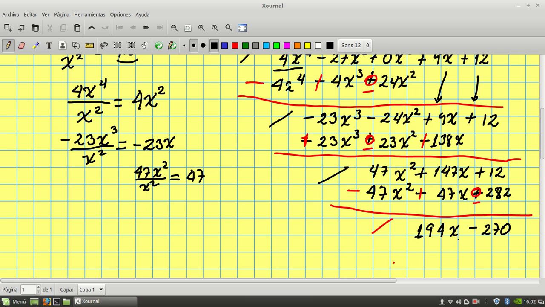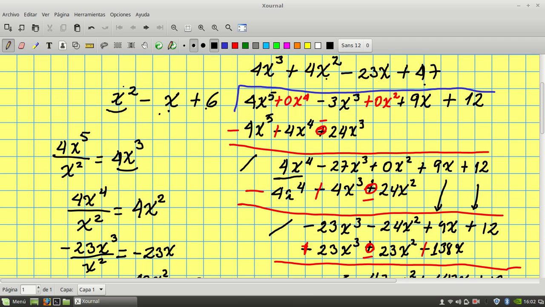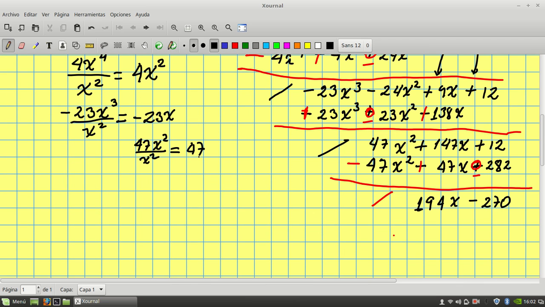Okay, now notice that the degree of the dividend is the first power and the degree of the divisor is the second power. So we finish. That's the remainder. We finish the loop when the degree of the dividend is less than the degree of the divisor. And how to write the answer?